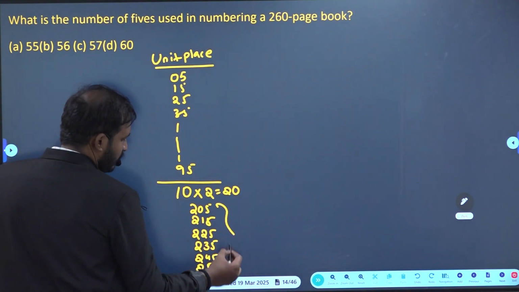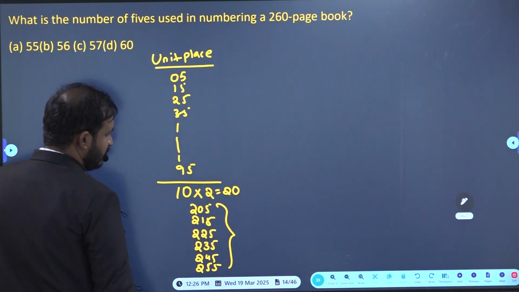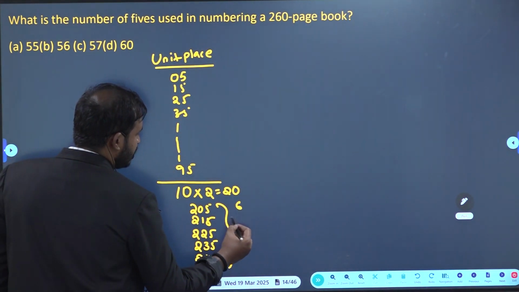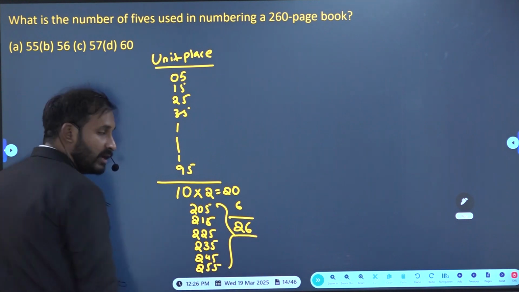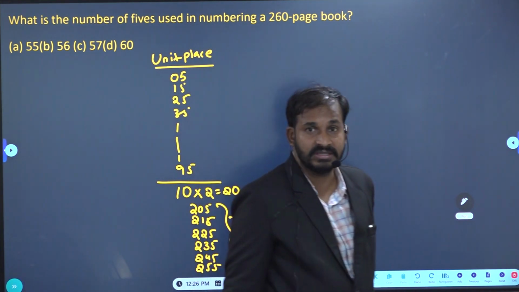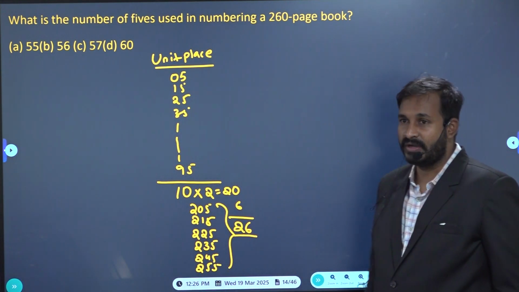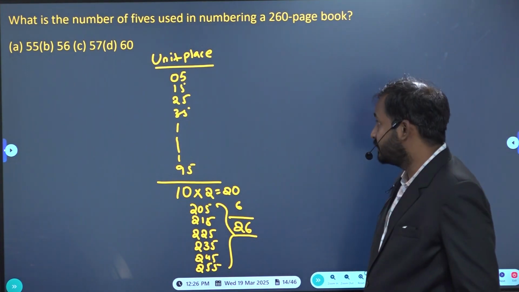So what will I get here? How many in excess? 6 are there for me here. So in the units place, how many times will I have 5? I will have 5 for 26 times in the units place.